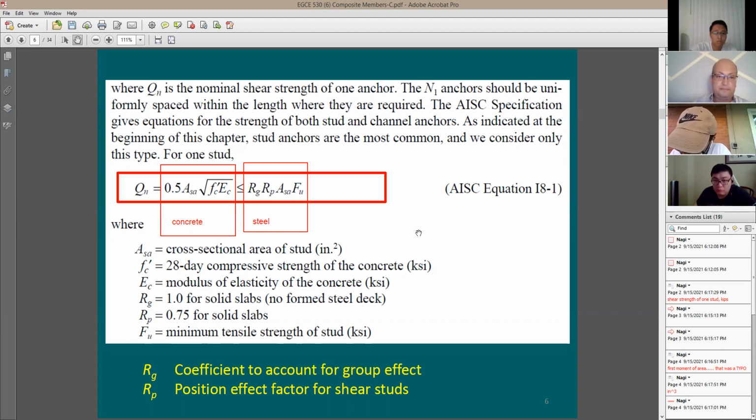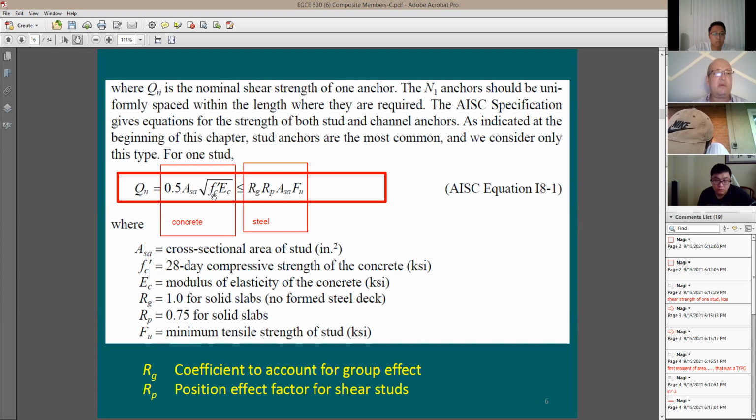Okay, good. Here's the first one. The first one says 0.5 times A sub SA. It's the cross-section area of the steel anchor. SA means the steel anchor. Cross-section area of the stud. The stud size that we usually use in construction is 3/4 of an inch. So the standard size, we use 3/4 of an inch diameter. So you need to find out the cross-section area of that stud.